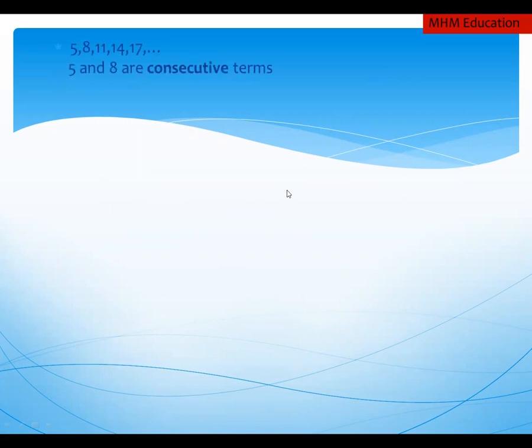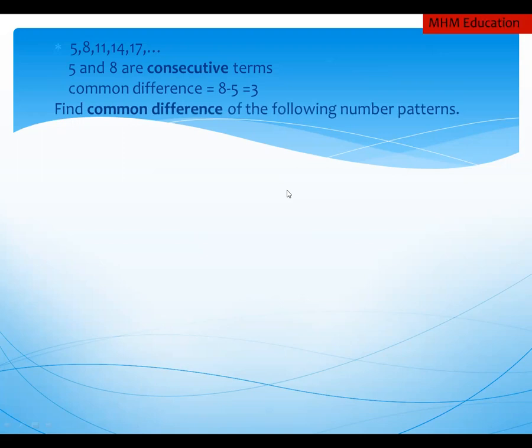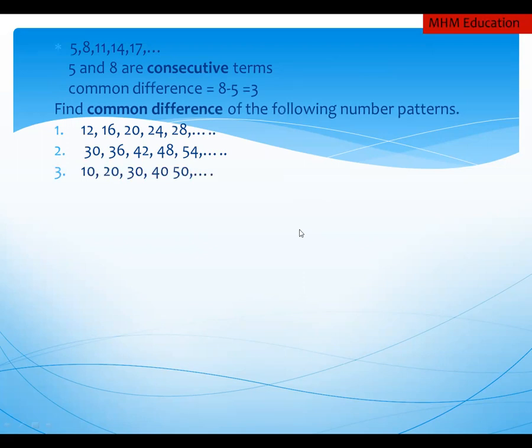5, 8, 11, 14, 17, and 5 and 8 are consecutive terms. Here, the common difference is 8 minus 5, we get 3. Find the common difference of the following number patterns. Number 1, 12, 16, 20, 24, 28. Number 2, 30, 36, 42, 48, 54. Number 3, 10, 20, 30, 40, 50.